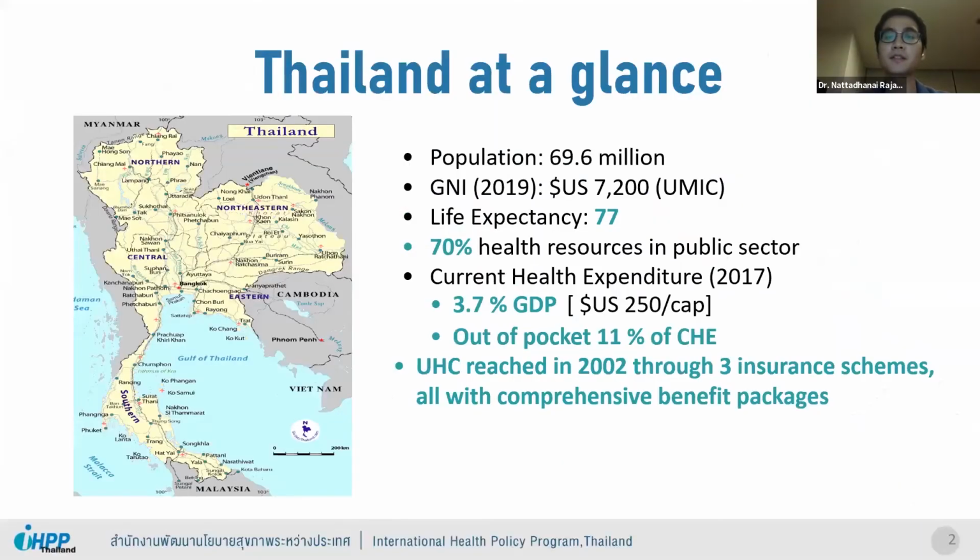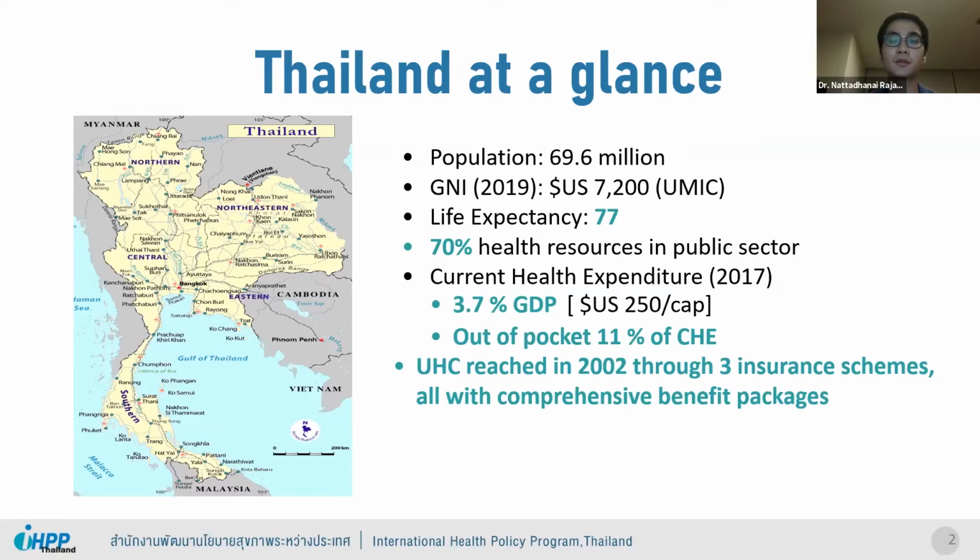Okay, let's start with some background of Thailand. Thailand is quite a big country with almost 70 million population. We are an upper middle income country with good health status. Life expectancy is at 77. 70% of health resources is in the public sector. Current health expenditure is at 3.7% of GDP with low out-of-pocket at 11%.